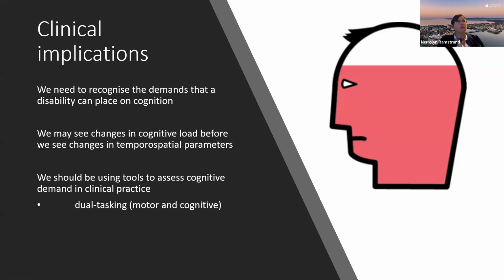And we can classify dual tasks in terms of motor dual tasks. So a motor dual task might be carrying a tray and balancing so that a glass of water doesn't fall over. That would be a classic motor dual task. But we also have cognitive dual tasks. So if anyone's familiar with the Stroop test, for example, counting backwards in threes is another good example of a cognitive dual task.